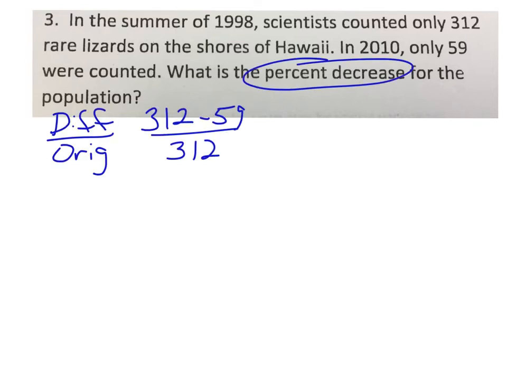Okay, I hope you set it up correctly where you've subtracted the two on top, and then you have the original of the earlier experience of 1998 at 312 on bottom.